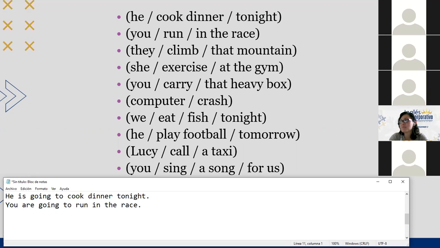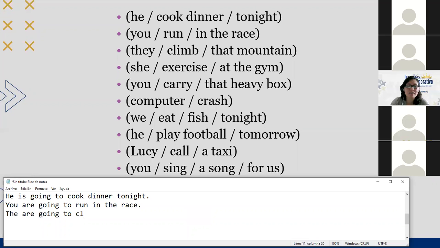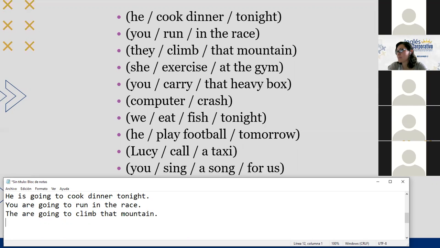Patricia, what about you? You are going to run in the race? Very good. You are going to run in the race, right? Excellent. They are going to climb, no sé si se pronuncia bien, climb. Or climb. Climb. That mountain. Very good. You're going to climb that mountain. Okay. Excellent. Who's next? ¿Quién sigue?